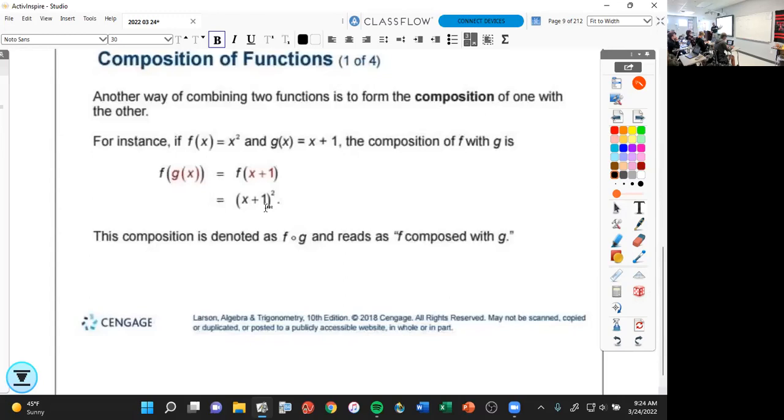Okay, so we took g of x and plugged it in for x. So x plus 1 squared. And then, of course, you could multiply this out, right? Foil it, expand it, be good to go.